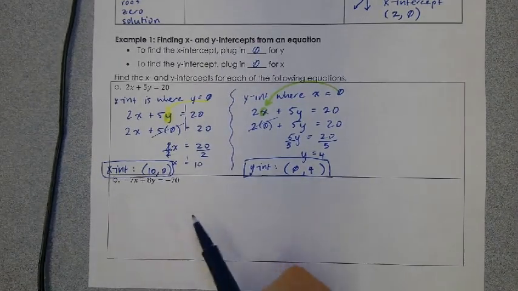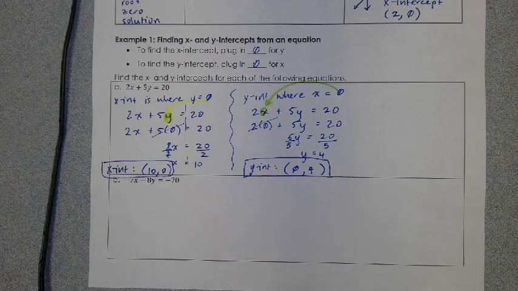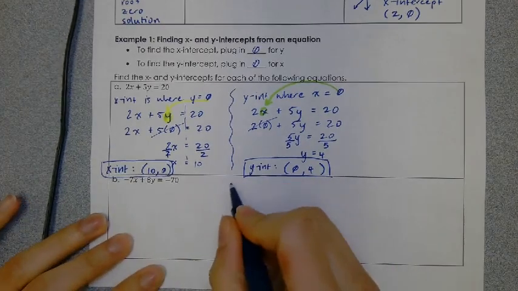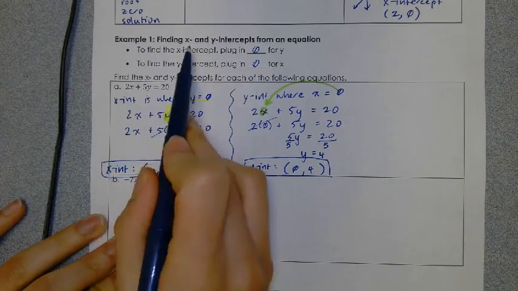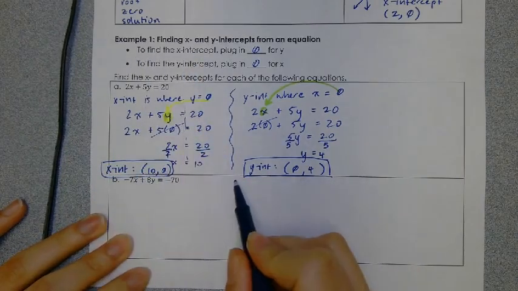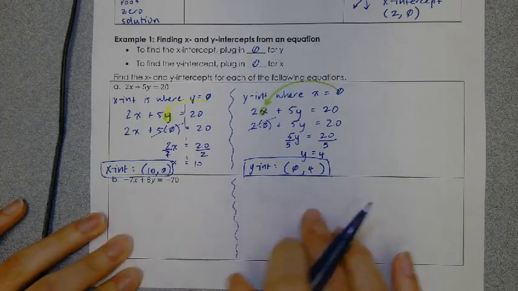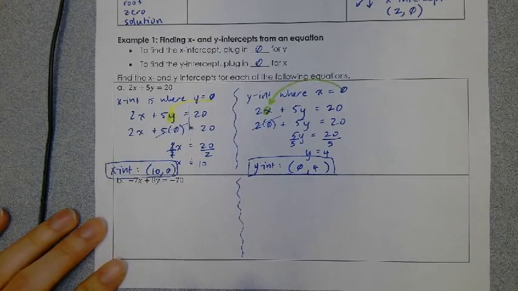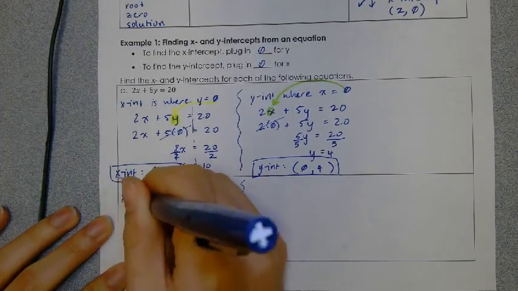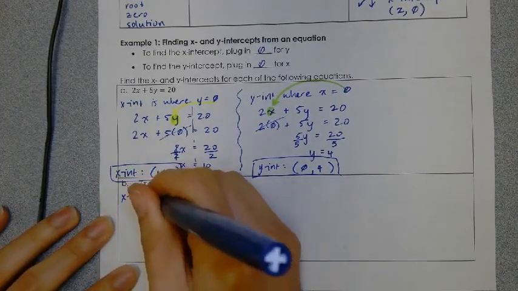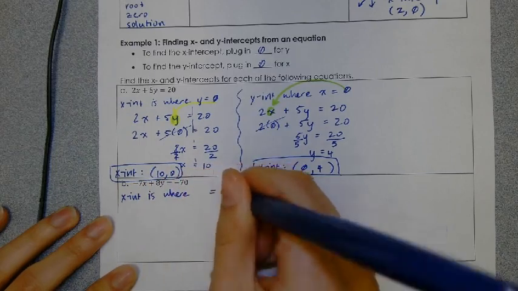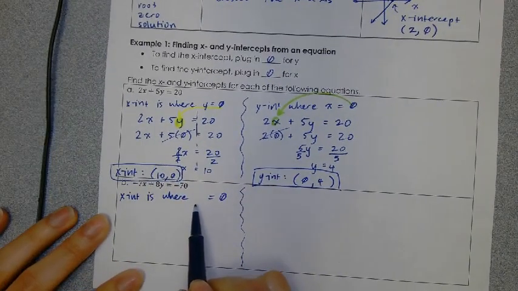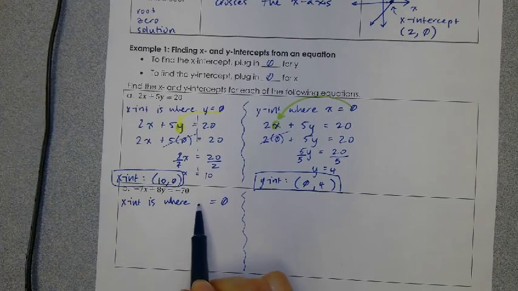I'm going to show you one more example, and then I encourage you to try the other problems on your own. So again, we have 2 things to find, the x-intercept and the y-intercept. So again, I'm going to make 2 separate sections on my paper so I can focus on one part at a time. Let's start with the x-intercept. X-intercept is where something equals 0. Where do I put the 0? The x or the y?